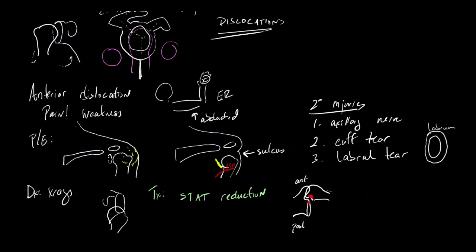We call the humeral lesion a Hill-Sachs. I don't know why we don't just call it a humeral divot, but some guy named Hill-Sachs wanted to name it after him or herself. And on the other side, on the glenoid side, we call that a Bankart. I wish we would just call it a glenoid lesion, but no, we have to call it a Bankart lesion.